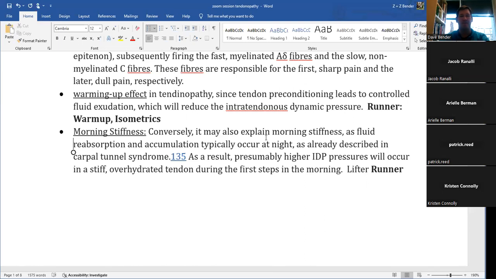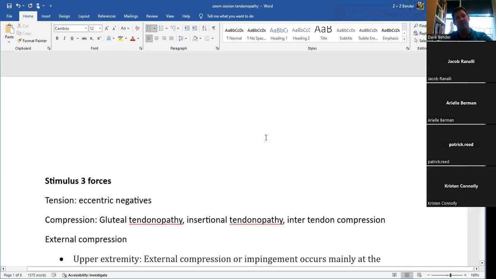So these pressures can go up considerably, but that same model that occurs in the nerve can also happen within the tendon. And it could explain some of why at night, when we've been at rest, we get this increased fluid absorption into the tendon, and we wake up and we have tendinous pain.